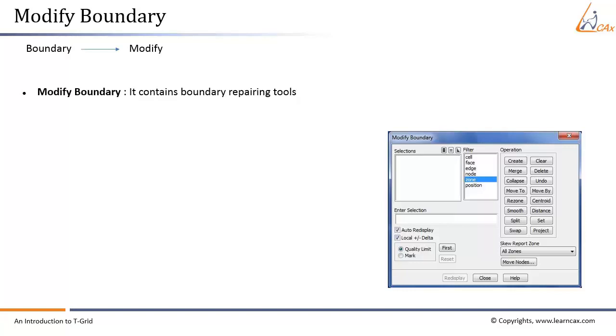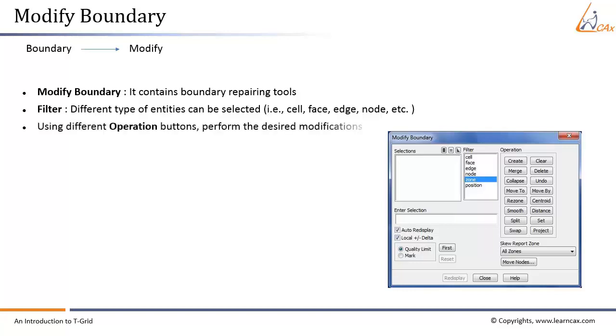Different options available under this window are Filter. Different types of entities can be selected, that is, cell, face, edge, node, etc. After selecting one type of entity, change the filter type and continue selecting. Select the entity one at a time using the right mouse button from Graphics window. The selection will appear in Selections List panel.